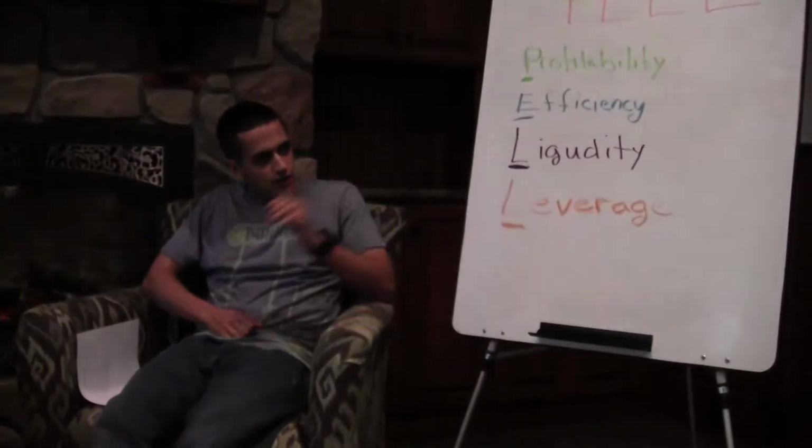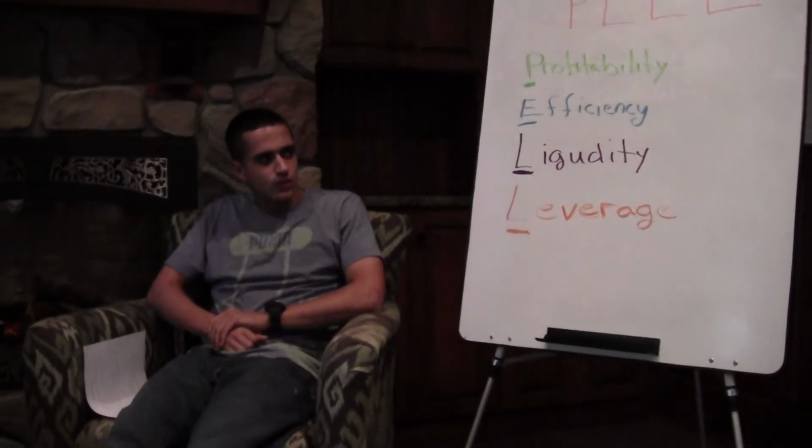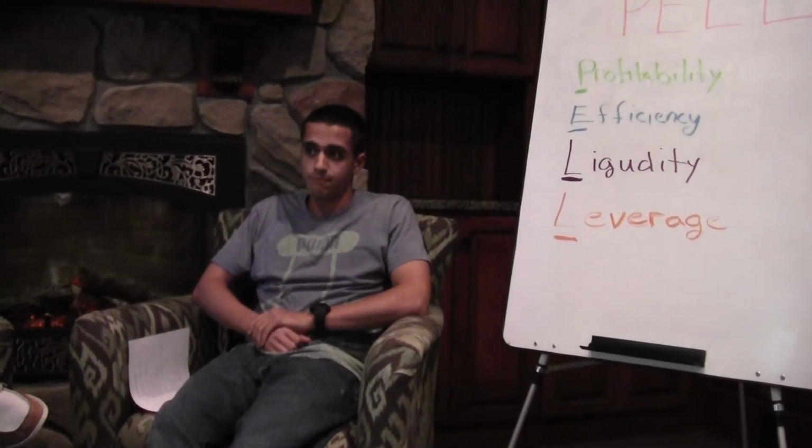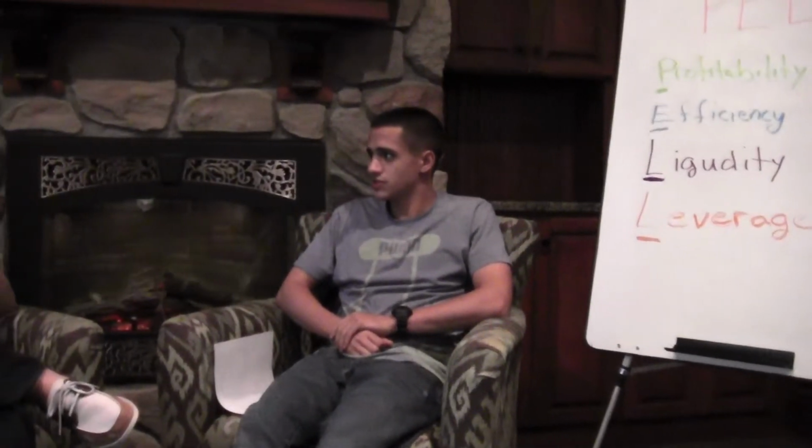Moving on to liquidity here. We can go ahead and take a look at our current assets and current liabilities. That's the current ratio right there. Current assets and current liabilities. Liquidity, you're probably familiar with the term. We're going to take a look at how quickly we can convert what we have in assets into cash.